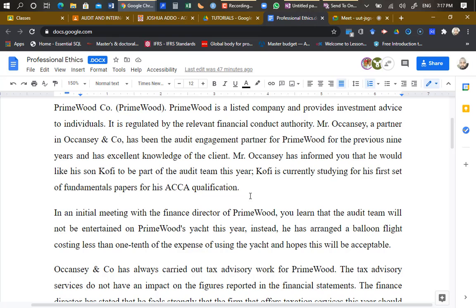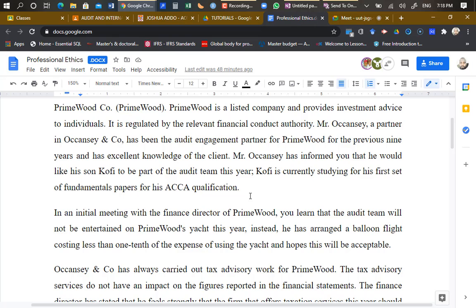I want you to get the language right, because when you are writing, sometimes the sense is there, but the usage of the terminologies blurs everything, and it will affect your marks. And it even affects your understanding of the whole thing.